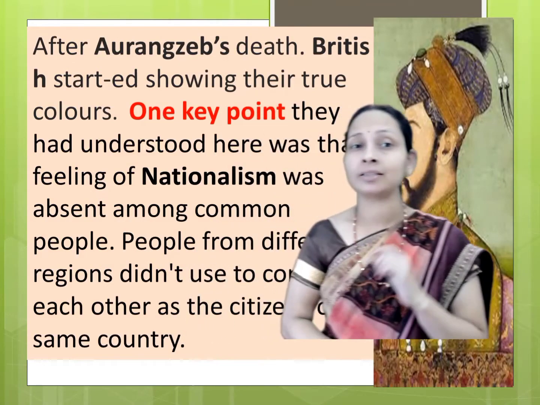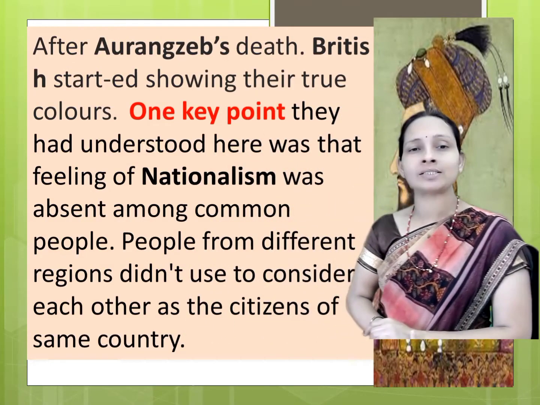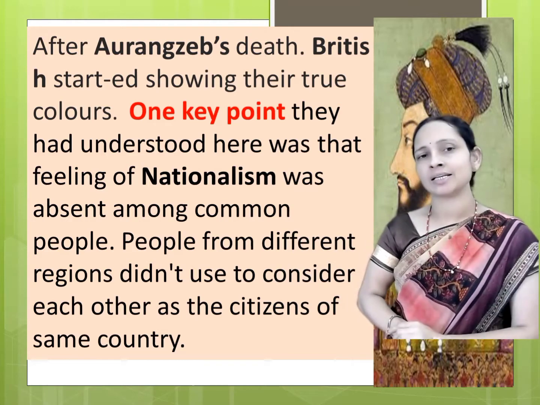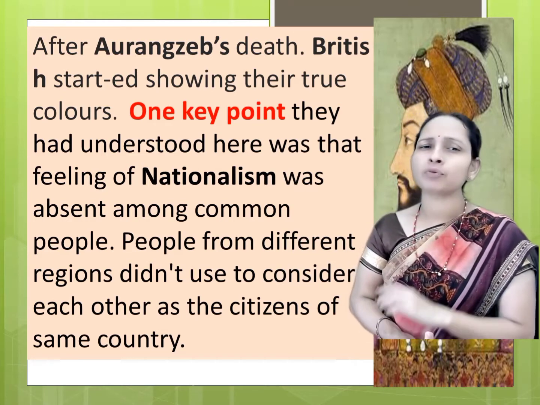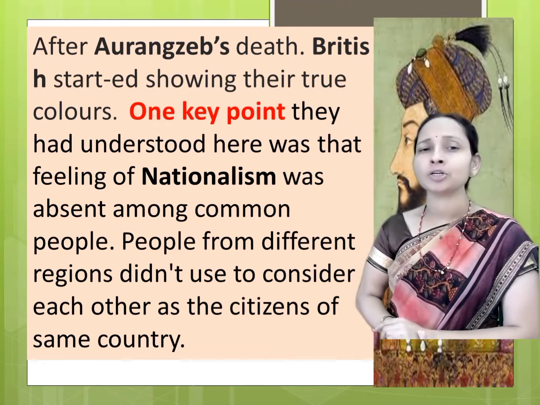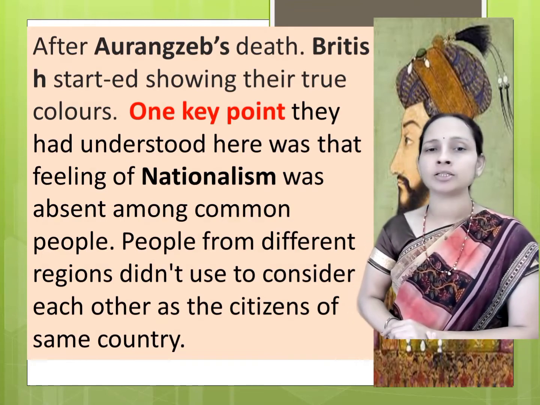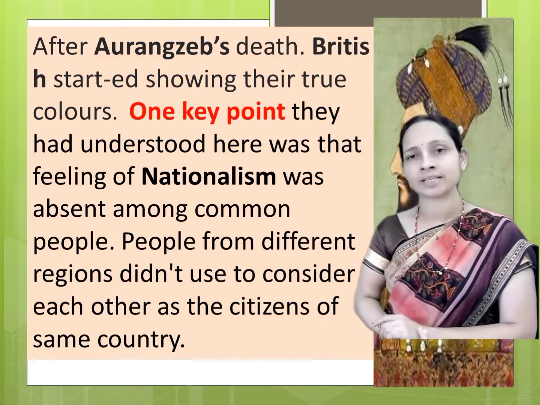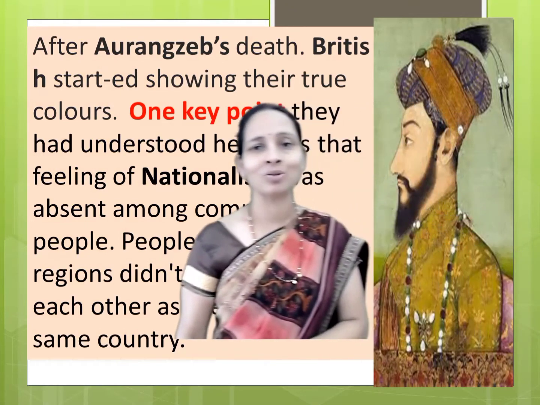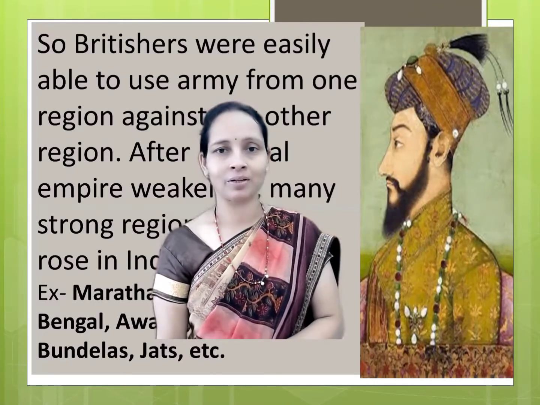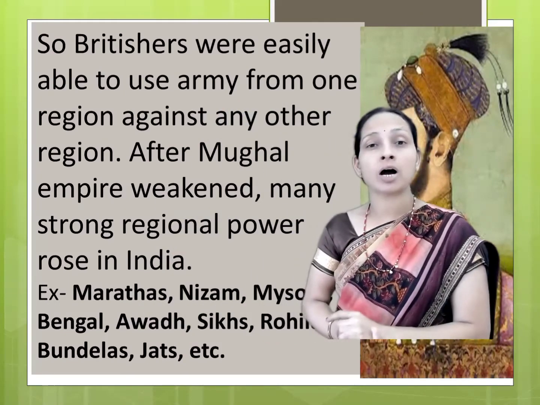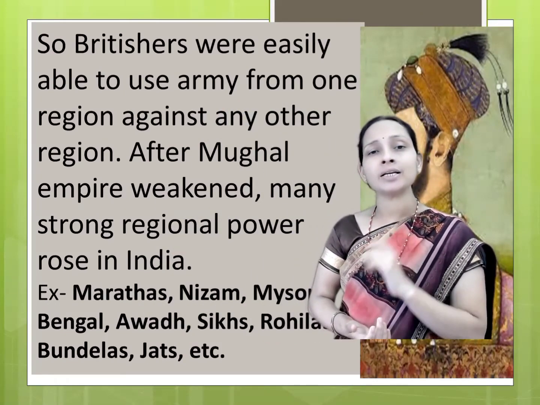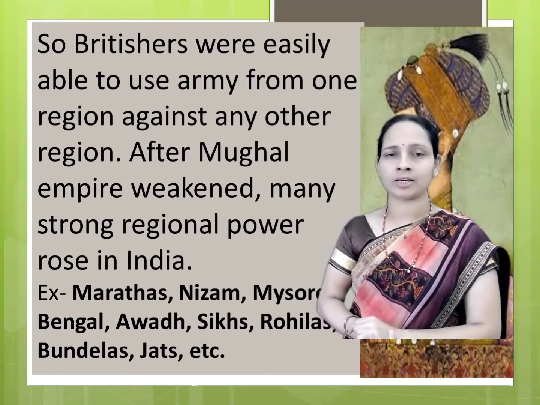One key point they had understood here was that the feeling of nationalism was absent among common people. People from different regions didn't consider each other as citizens of the same country. Here we have the image of Aurangzeb. So Britishers were easily able to use an army from one region against any other region.